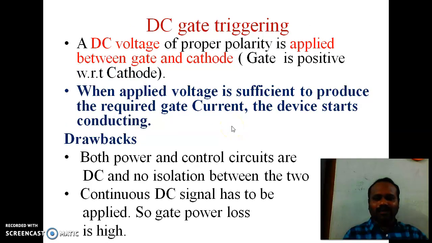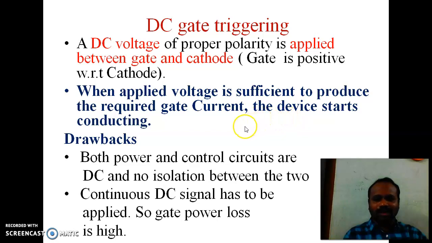DC gate triggering. A DC voltage of proper polarity is applied between gate and cathode. So we are applying a positive gate pulse to the gate with respect to the cathode. When this applied voltage is sufficient to produce the required gate current, the device starts conducting.